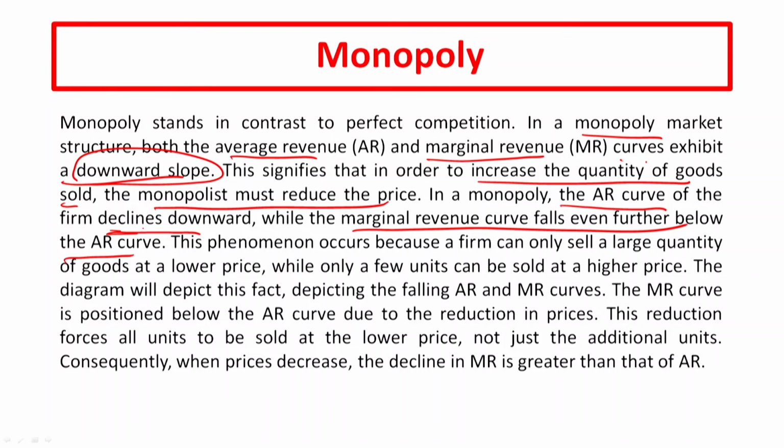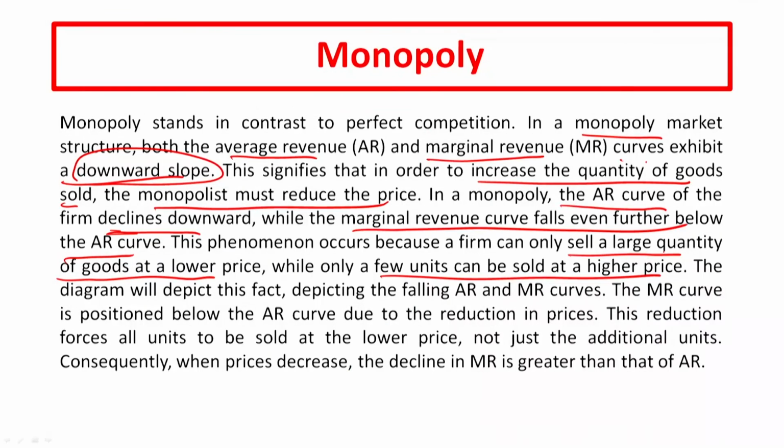This phenomenon occurs because a firm can only sell a large quantity of goods at lower prices, which means you will be able to sell more quantity of goods at lower prices, while only a few units can be sold at higher prices, which means if you increase the price, you will be able to sell less. The diagram will depict this fact, depicting the falling AR and MR curves. In the diagram, we will be trying to understand this, the falling AR and MR curve.